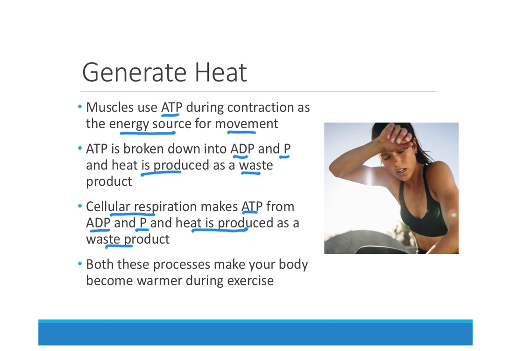So both of these processes, using the ATP to power muscle contraction and using cellular respiration to make more ATP to power more muscle contraction, are things that make your body become warmer during exercise. And this particular process, the contraction of our muscles, is part of what contributes to us being warm-blooded animals.